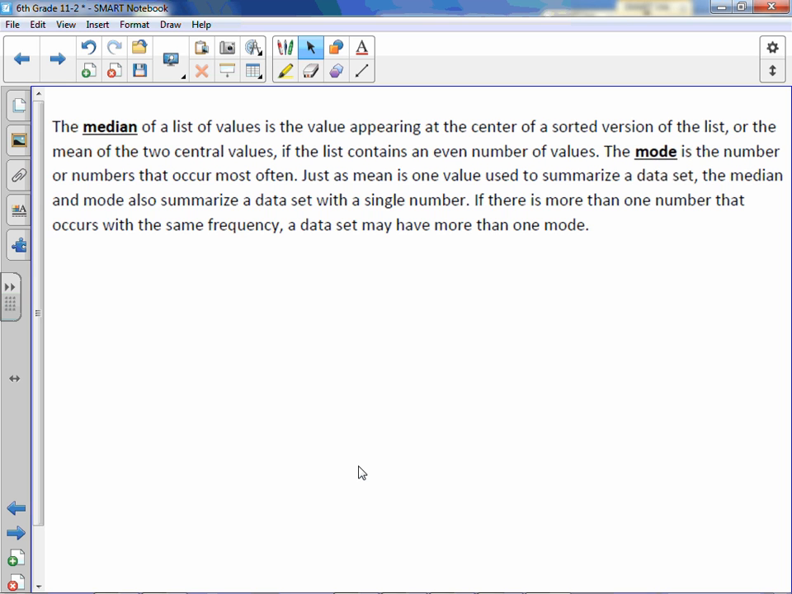Just as mean is one value used to summarize a data set, the median and mode also summarize a data set with a single number. If there is more than one number that occurs with the same frequency, a data set may have more than one mode. It can also have no modes.